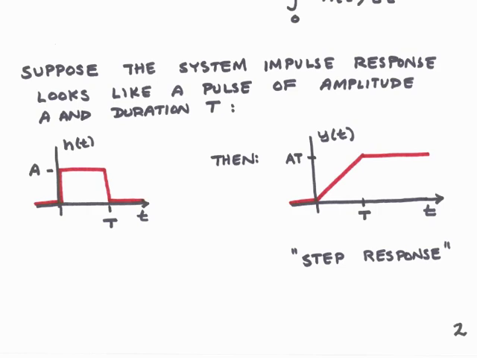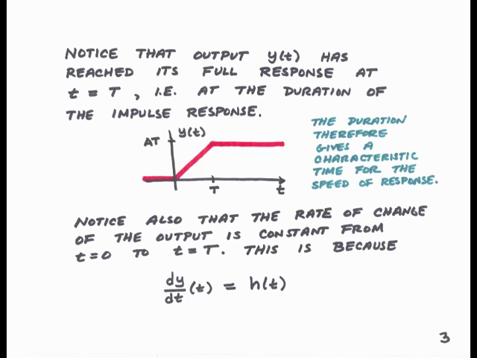So what we've done is we found the step response of a very simple system, one whose impulse response is a pulse of duration capital T. What we'd like to consider is how quickly the system responds and how this is related to the shape of the impulse response of the system. You will have noticed that the output reached its final value at time t equals capital T, and capital T was the duration of the impulse response. So we see there's a correlation between how long it takes the system to respond and the duration of the impulse response. We say that the duration, therefore, gives a characteristic time for the speed of the response.